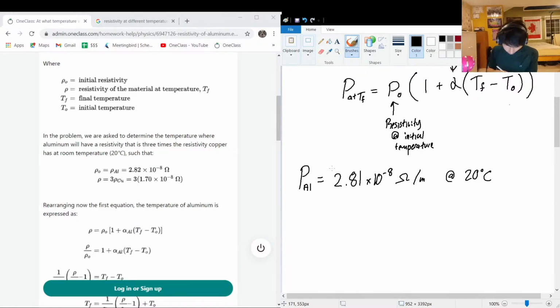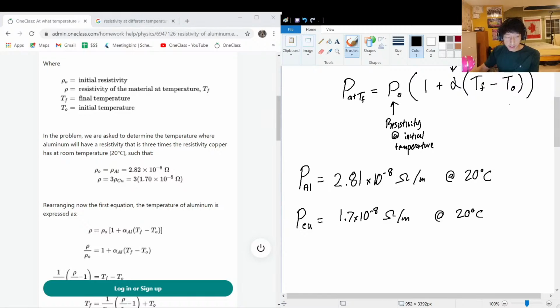And the resistivity of copper, Cu, is 1.7 times 10 to the negative 8 ohms per meter, and this is also at 20 degrees Celsius. As you can see, copper has less resistivity than aluminum, so copper is a better conductor, which is fair. That's something we could expect because copper is so commonly used in wires.